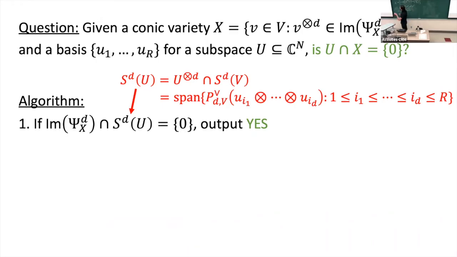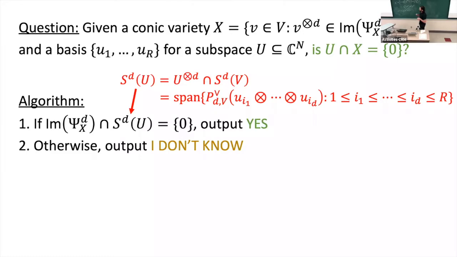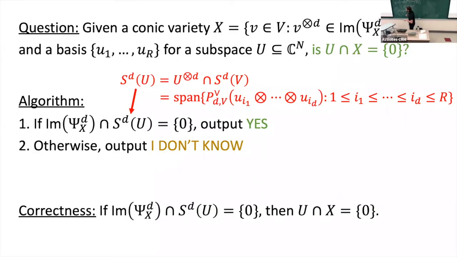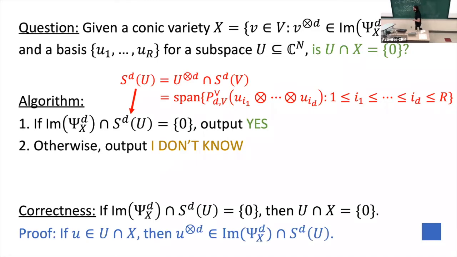Okay, here's the algorithm. You have as input X presented in terms of this projection, and you have as input some subspace, some basis. What you do is check whether the image intersected with the symmetric subspace of U tensor D is 0. If it is, then you output that yes, these trivially intersect, there's nothing inside. Otherwise, you say, I don't know. So for correctness, we need to prove that if this intersection really is 0, then it really does hold that the intersection of U and X is 0. This is clear, because if you have an element of the intersection of U and X, then u tensor D is in SD of U by definition of SD of U, and then u tensor D is also in the image of psi XD because u is in X.